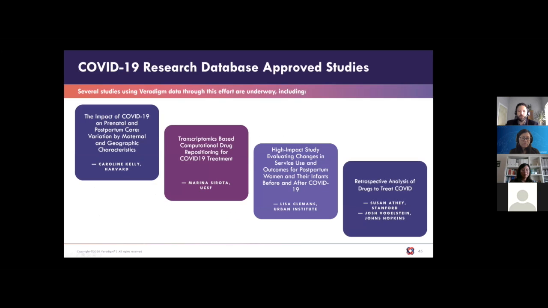And here are a few of the approved research projects. I want to go through and read them each, as much to say thank you to the researchers for taking on this work, but also to give you a heads up to keep an eye out for the results when they come out. We have the impact of COVID-19 on prenatal and postpartum care coming out of Harvard. We have transcriptomics-based computational drug repositioning for COVID-19 coming out of UCSF. We have a high-impact study evaluating changes in service use and outcomes for postpartum women and their infants before and after COVID-19 at the Urban Institute. And then we have Hopkins and Stanford contributing to a retrospective analysis of drugs to treat COVID.